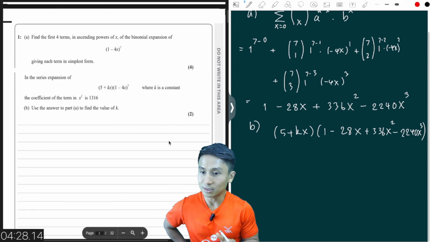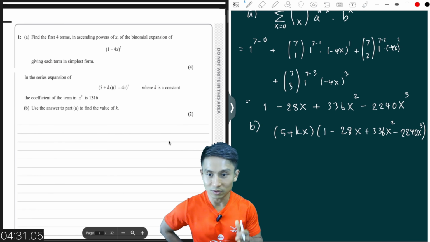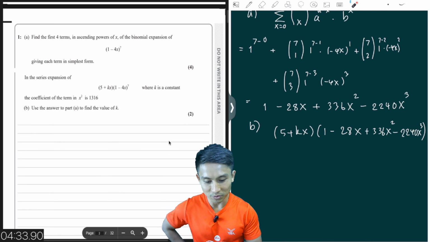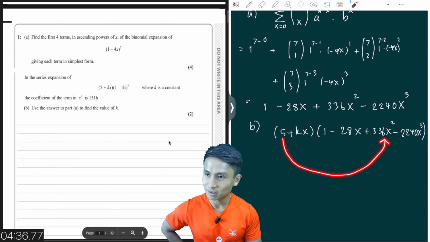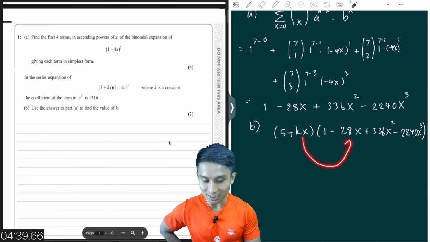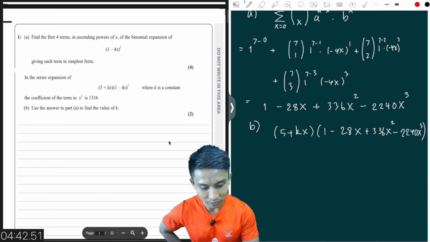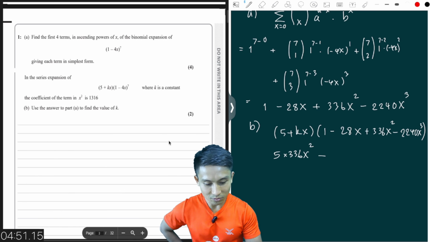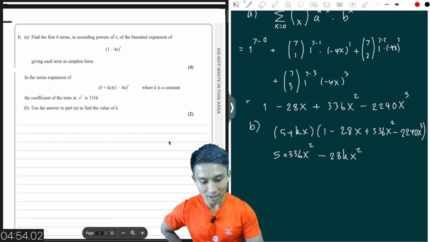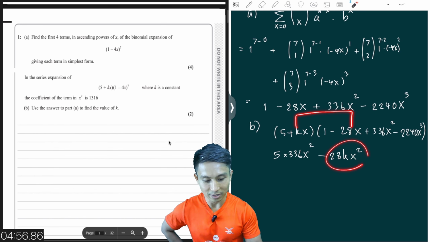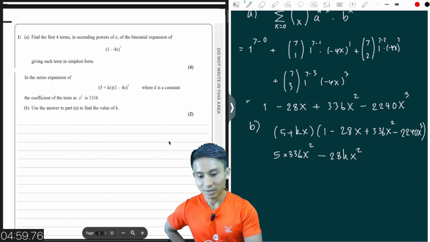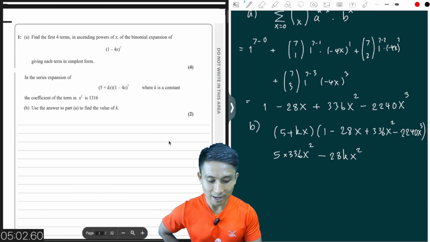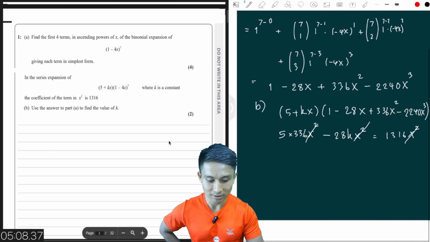Okay. And this is part B. The coefficient of term x squared is 1316. So how do we get x squared from here? So you got to do 5 times the x squared term there, and kx times the x term to get the x squared term. So 5 times 336 x squared, and then the other one would be minus 28k x squared, right? If you multiply these two, you get this, and those are the only x squared terms. So we equate this to 1316 x squared, and then of course we cancel the x squared.